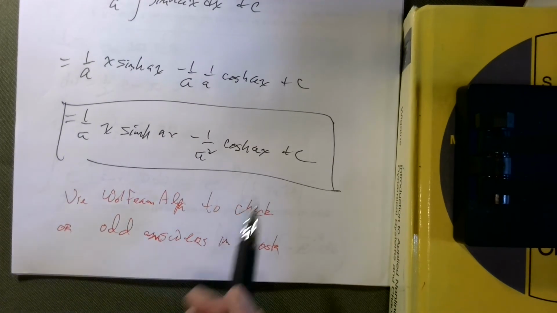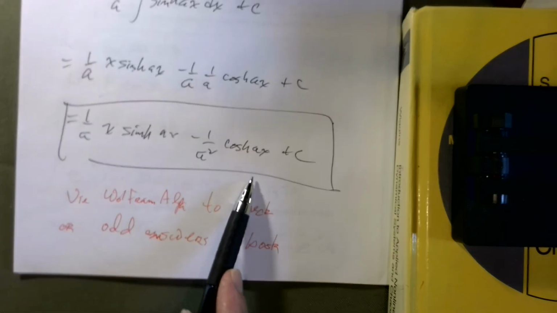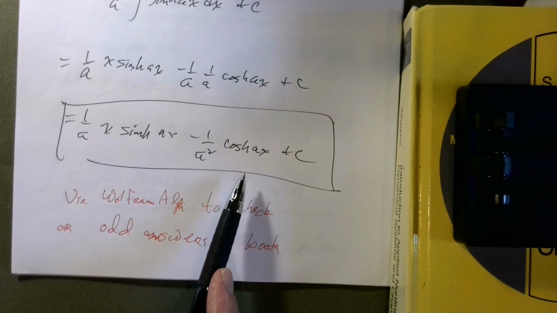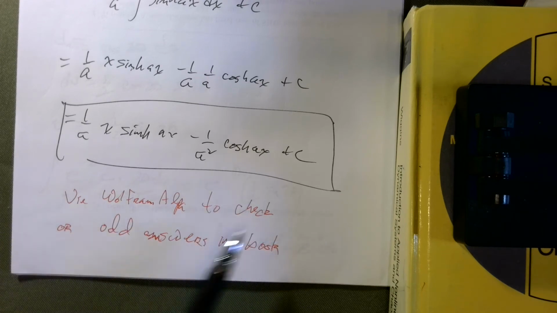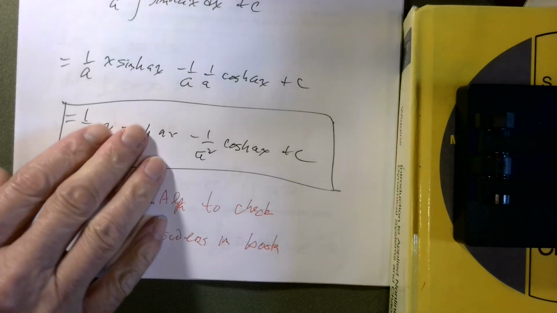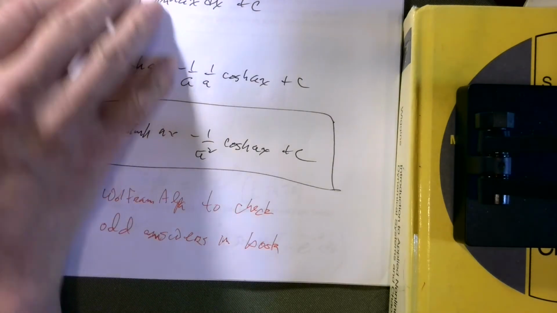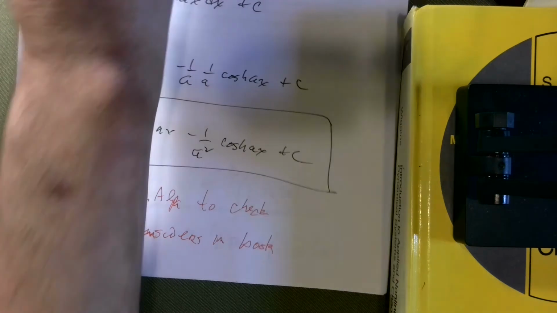When you're doing this, if you want to check yourself, you also look at the back of the book, right, for the odd questions. Or you can go online to something called Wolfram Alpha and actually check your answers.